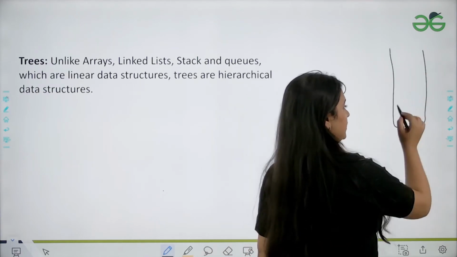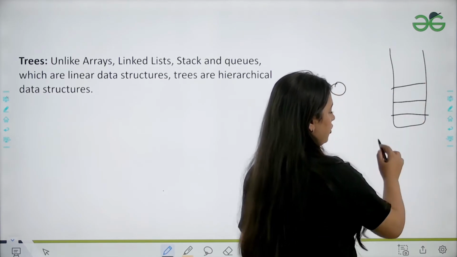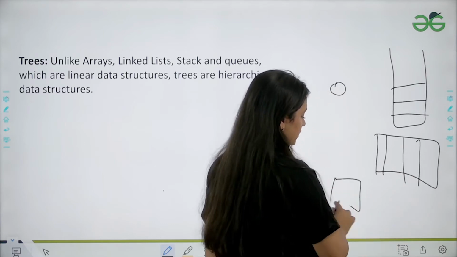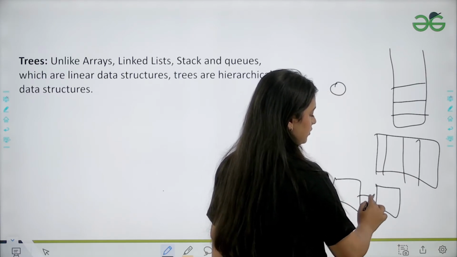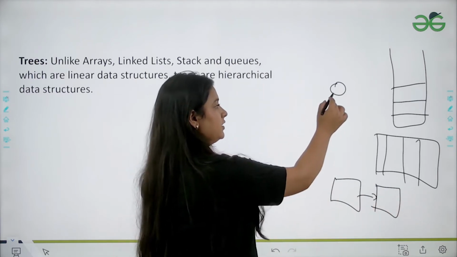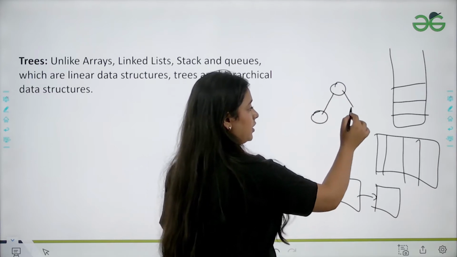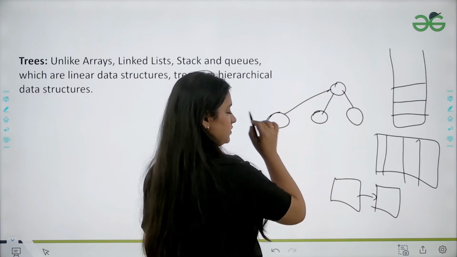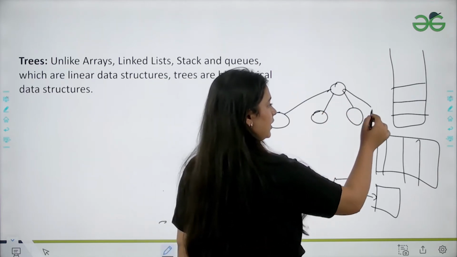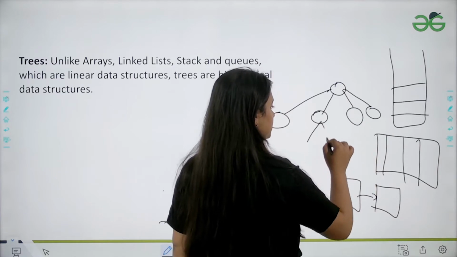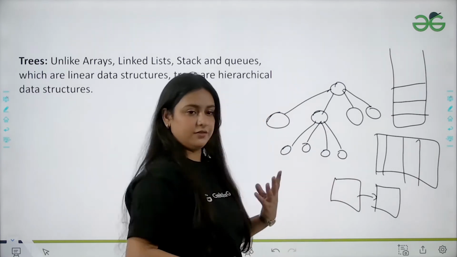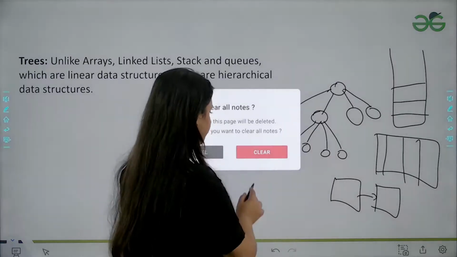For example, stack is like this, right? And queue is also like this, right? And linked list is somewhat like this, right? So all of them are linear data structures. But trees are a non-linear data structure. As it is not mentioned that it is a binary tree or any specific kind of tree, I'm considering that this tree has multiple children. So it is a non-linear data structure, as you can see from here.